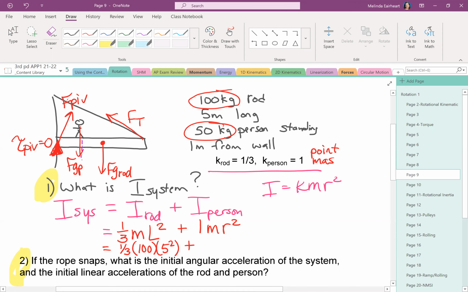And so if you think about later, when we cut the string, that person, as long as they stay in contact with the beam, they'll rotate with a constant radius. And so the radius of the person is going to be that 1 meter given from the wall. And so 1 times 50 times that 1 meter squared. All right, let me know what you get. Inertia of the system. Go quick.